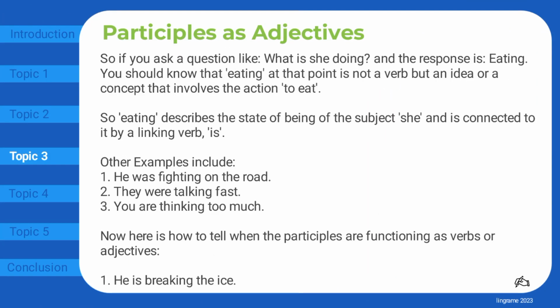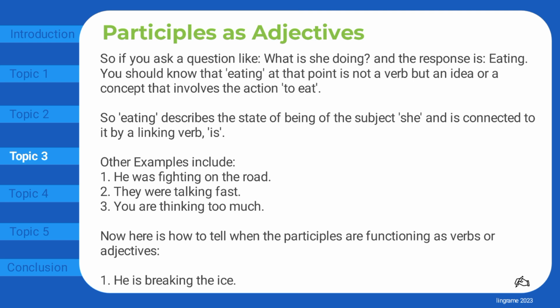So if you ask a question like, "What is she doing?" and the response is, "Eating," you should know that eating at that point is not a verb but an idea or a concept that involves the action to eat. So eating describes the state of being of the subject she and is connected to it by a linking verb, is. Other examples include, he was fighting on the road. They were talking fast. You are thinking too much.